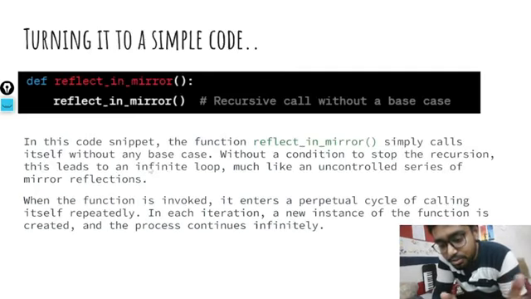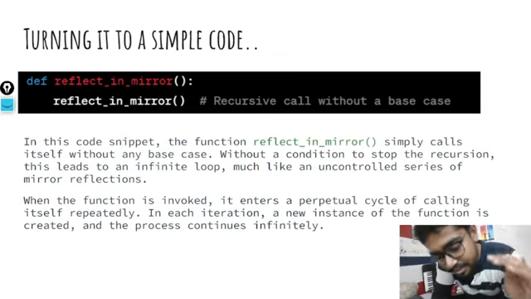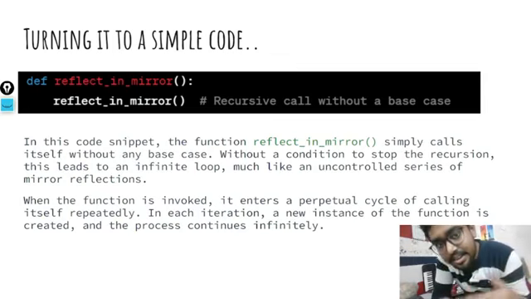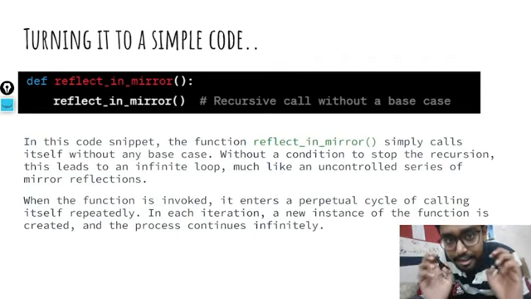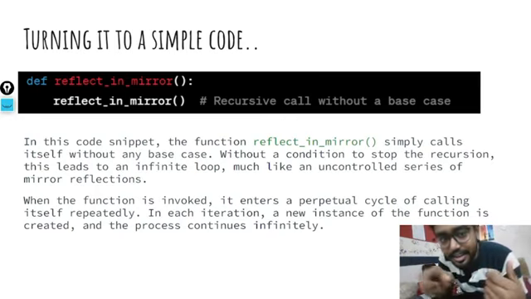Now, turning it into simple code. Codes don't always have to be detailed down to the very basic level. Sometimes when turning real life examples into recursive code, or code of any kind for that matter, you have to use some layers of abstraction. Reflect in mirror is something I don't care about how it actually happens, but the main thing is reflect in mirror. Now, the definition of reflect in mirror in this case is reflecting in mirror again.